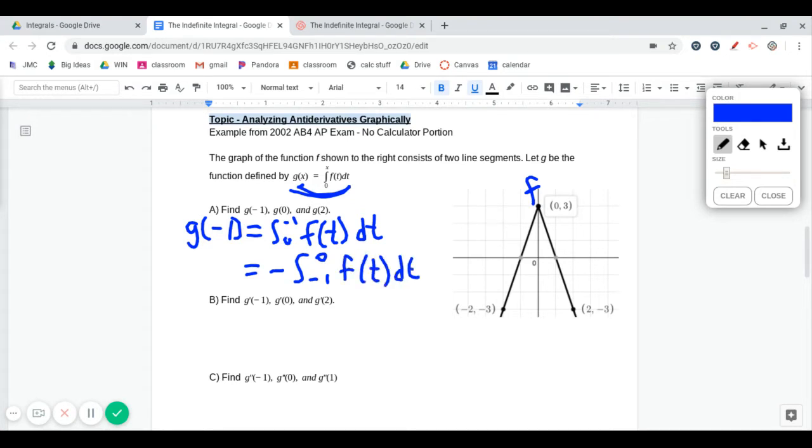dt. Now we just need to find the integral of this graph from -1 to 0. That's when x is -1 to 0. So x is -1 right here, and x is 0 up here. We're looking for the area of this triangle, which is, let's see, height of 1, 2, 3, half of the base, so 1.5. So this equals, don't forget about this negative, -1.5. And this is g of -1.